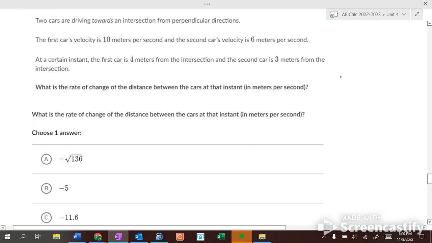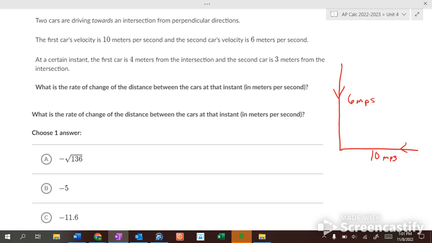Two cars are driving towards an intersection from perpendicular directions. So they're each going this way. The first car's velocity is 10 meters per second. The second car's velocity is 6 meters per second. Meters per second, not miles per hour. At a certain instant, the one car is 4 meters from the intersection, and the second car is 3 meters from the intersection. So this is 4 meters away, and this one's 3 meters away. What is the rate of change of the distance between the cars in meters per second?